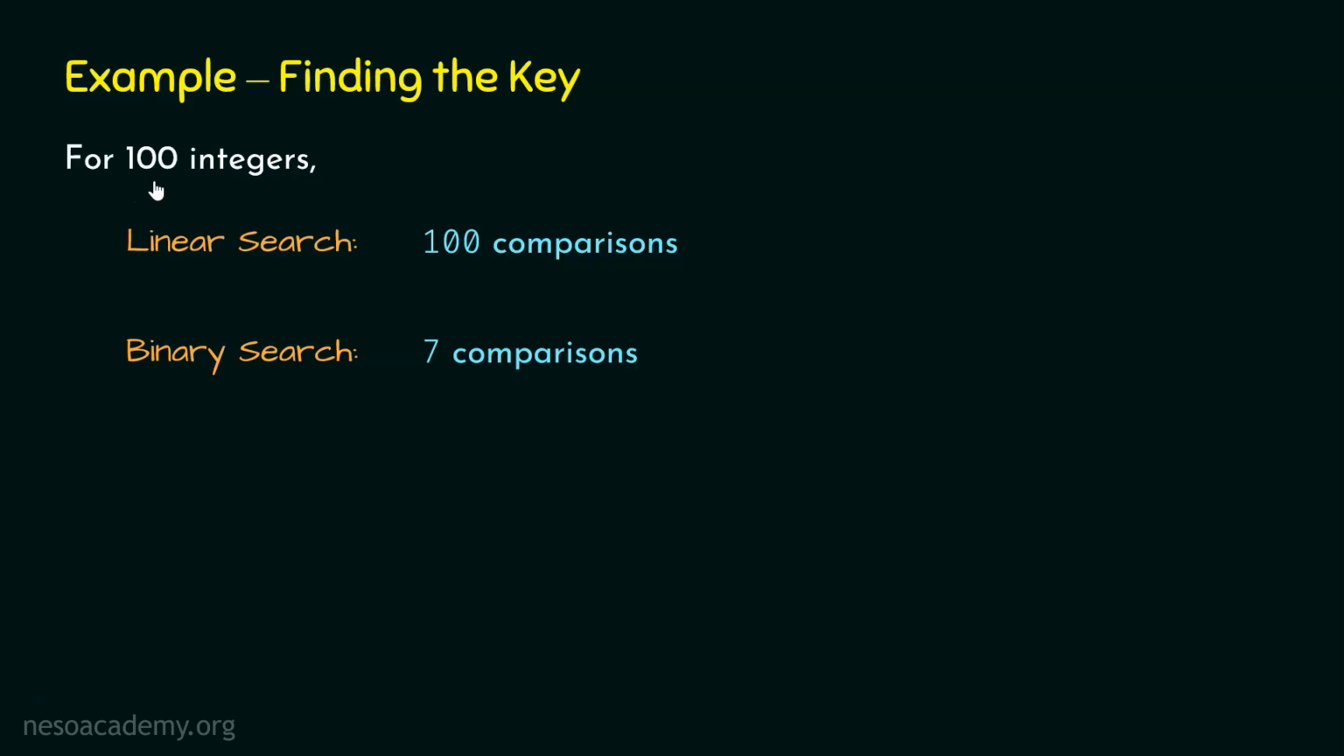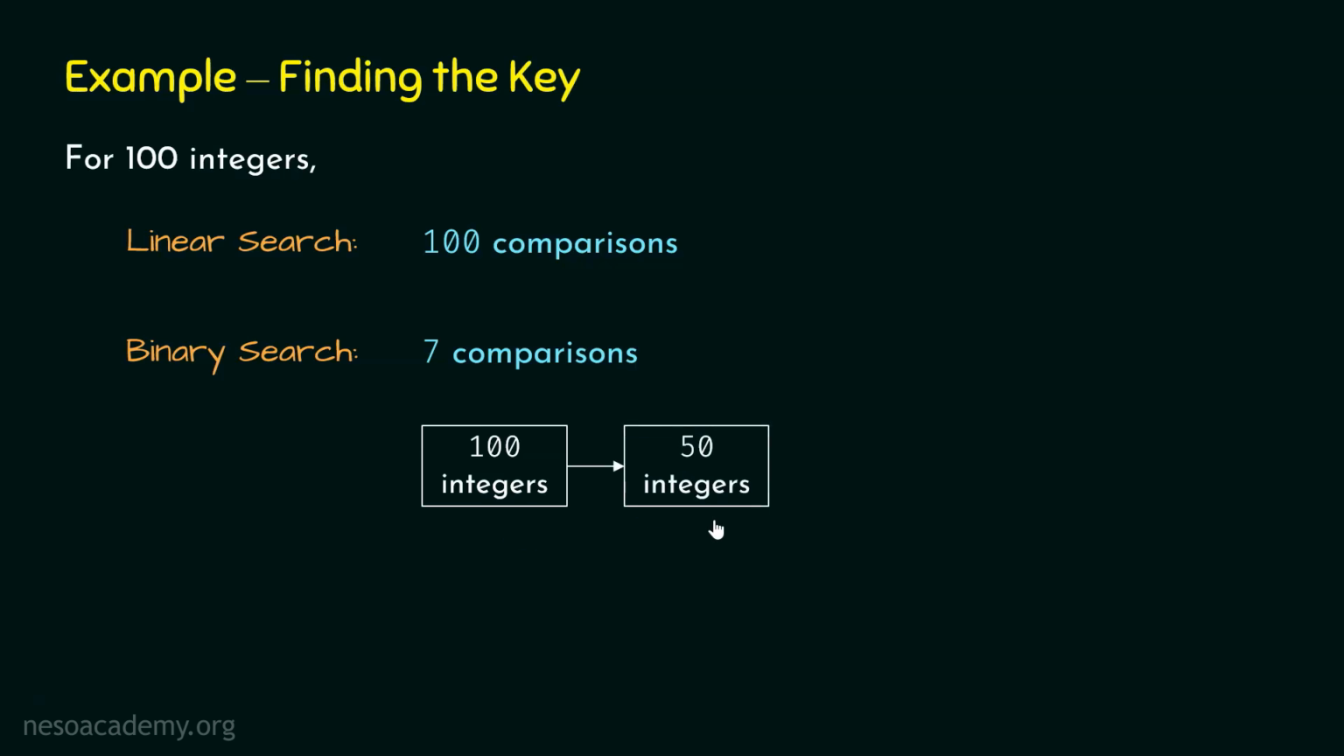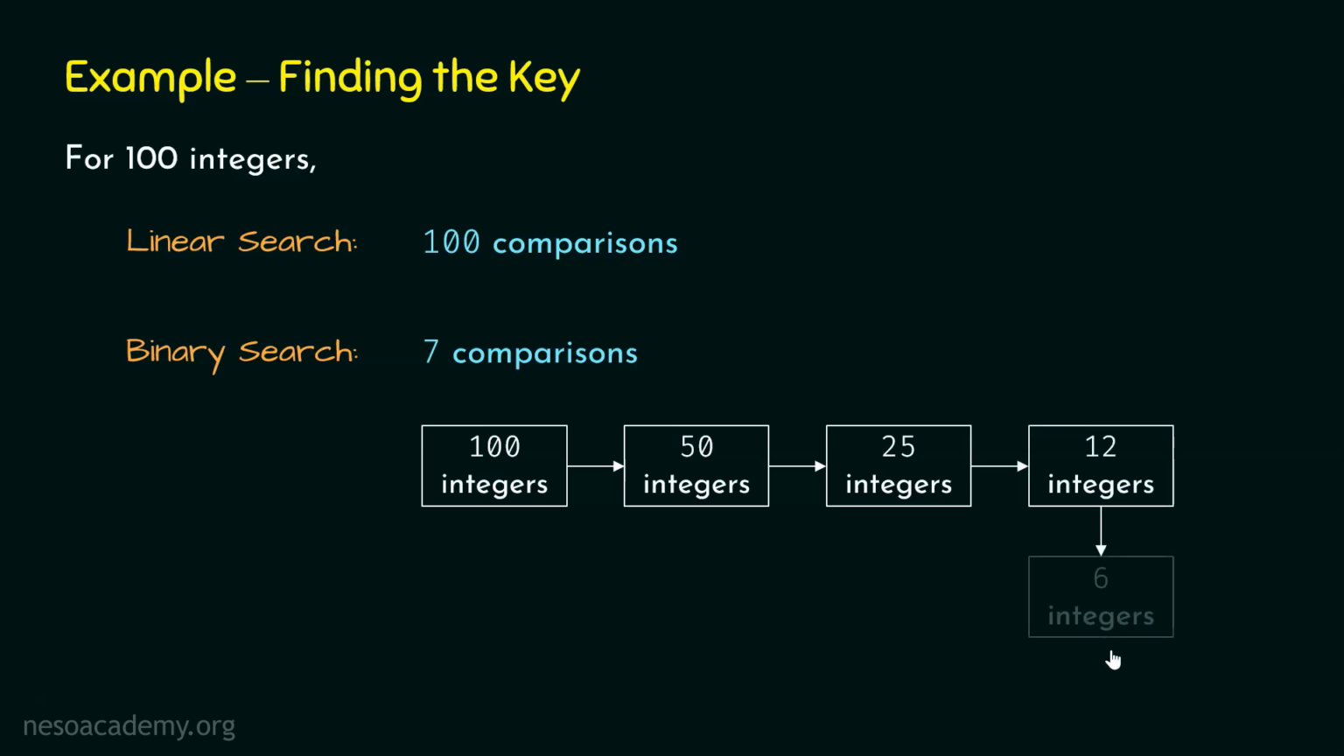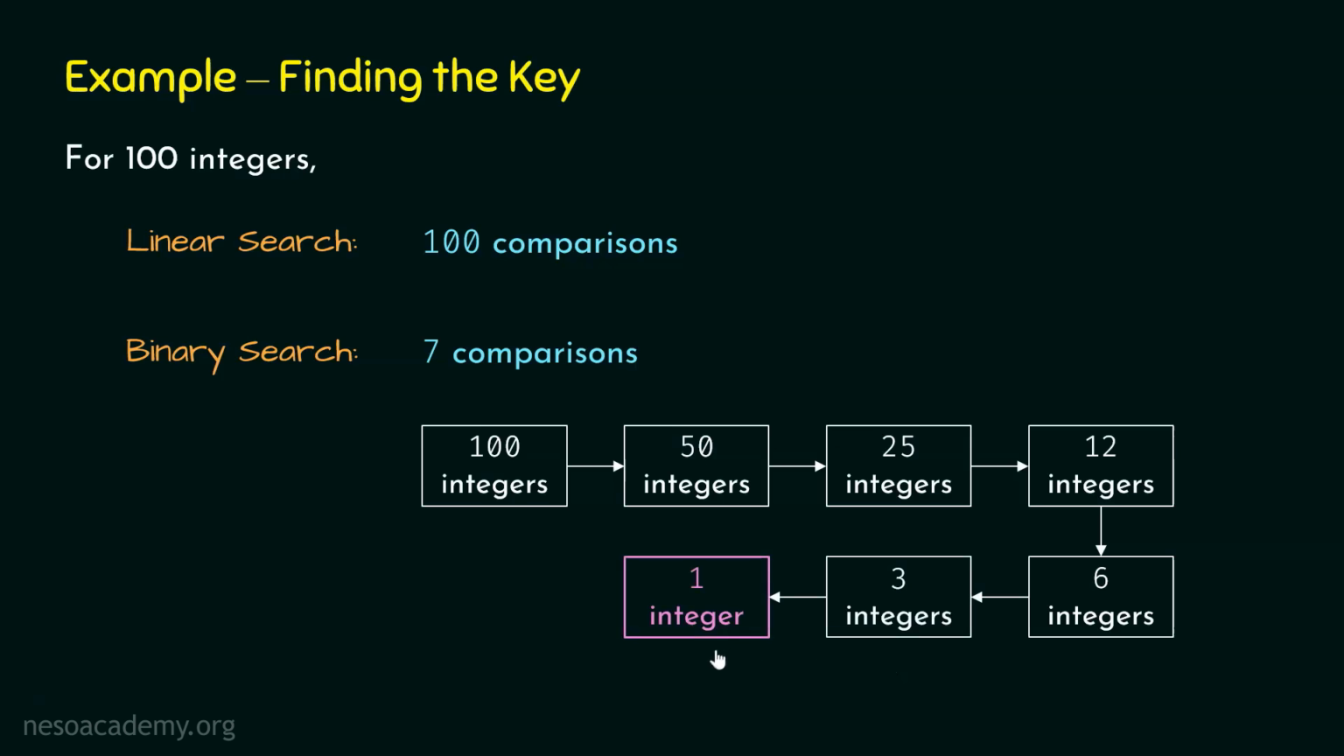Binary search is much faster than linear search. As the size of the input increases, we can observe that binary search has shown a drastic increase in speed. Why is this the case? Because we are dividing the list by 2 each time. We start with 100 integers. Then we are left with 50 integers because we are dividing the list by half. Then we are left with 25 integers, then 12 integers, then 6 integers, then 3 integers, and finally just 1 integer.